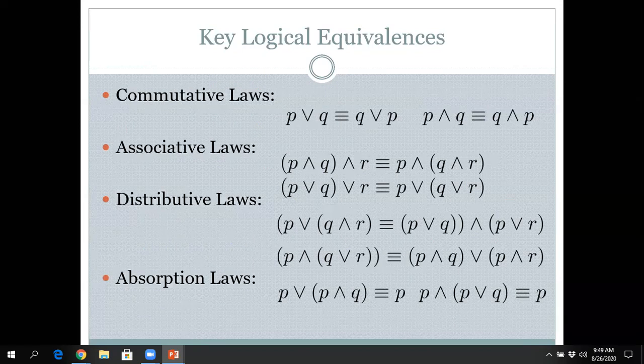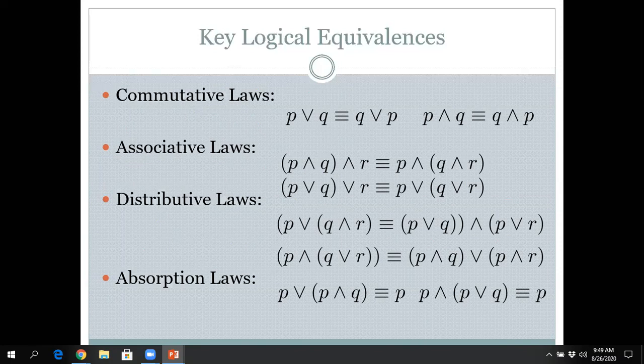Some other obvious things. P or Q, seriously, that's the same as Q or P. Okay, honestly, we know that, yes? P and Q, that's equivalent to Q and P. There are associative laws. Namely, if I have three things that I'm doing an and with, then I have to decide whether to do the first two or the second two. And what this is saying is it doesn't matter whether you do the first two or the second two.